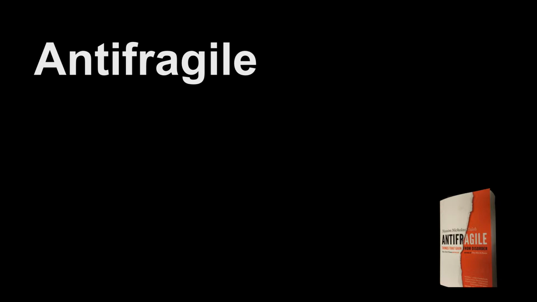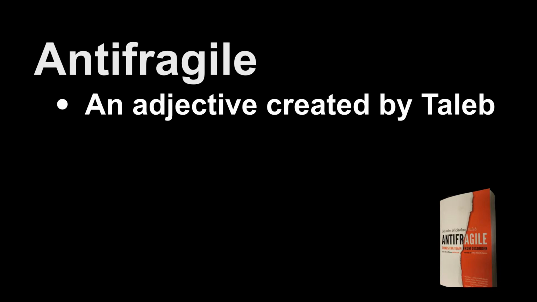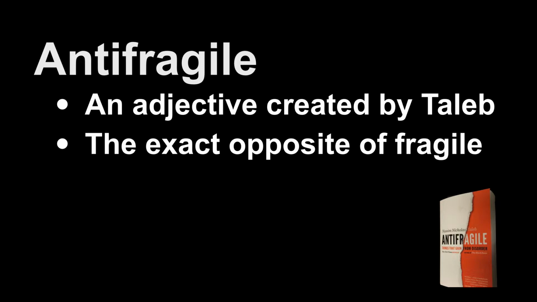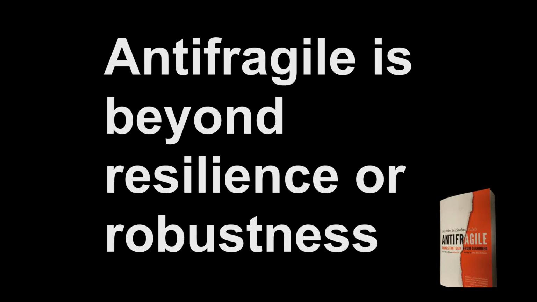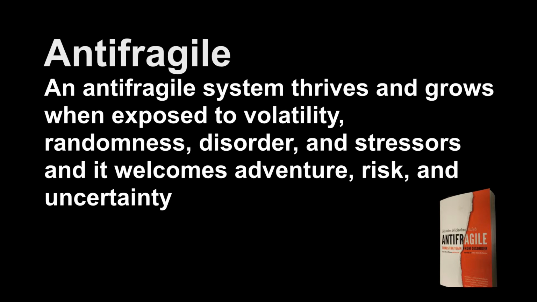The word antifragile is an adjective created by Taleb. It can be defined as the exact opposite of fragile. According to Taleb, "Antifragile is beyond resilience or robustness." An antifragile system thrives and grows when exposed to a moderate amount of volatility, randomness, disorder, and stressors. An antifragile system benefits from a moderate amount of adventure, risk, and uncertainty.